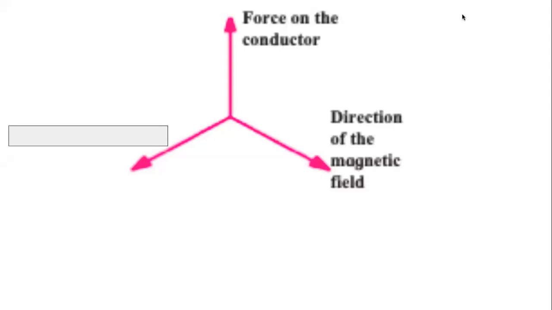What is missing here is the direction of electric current. Now, if I push you to make this diagram even better, the arrow on top has written on it "force on the conductor." If I ask you to make it even better, what would you say?